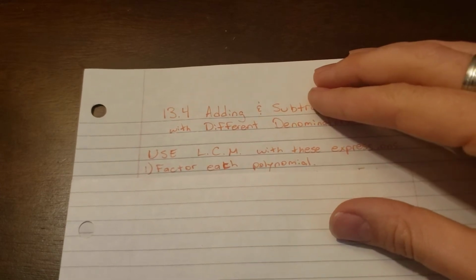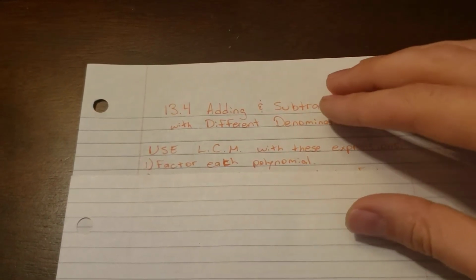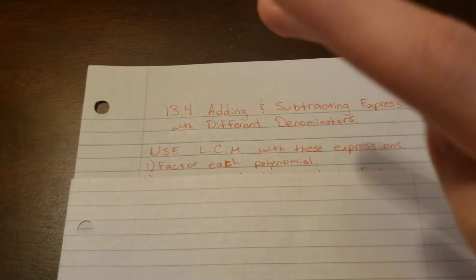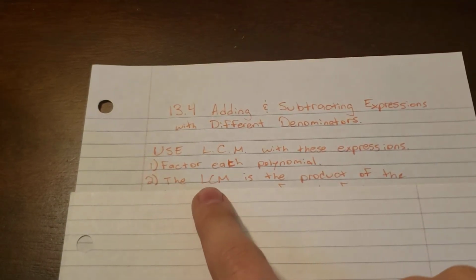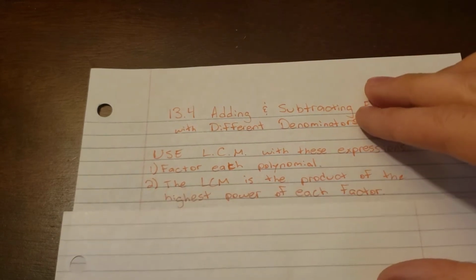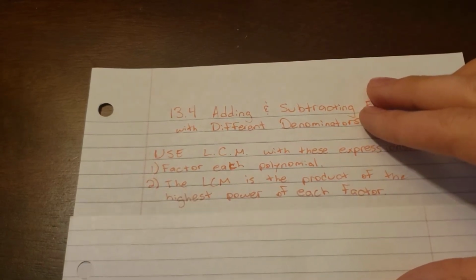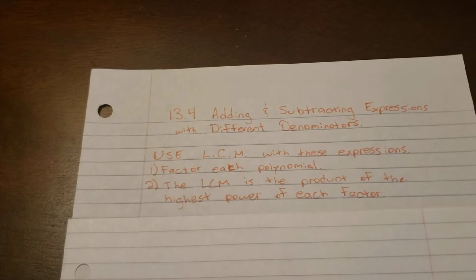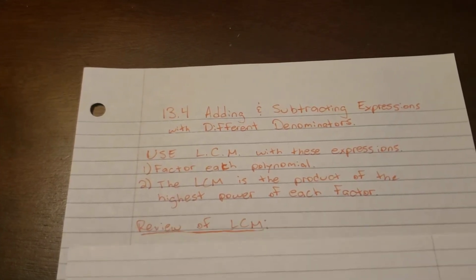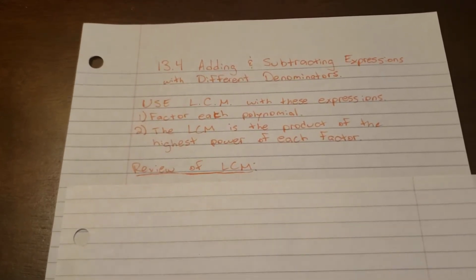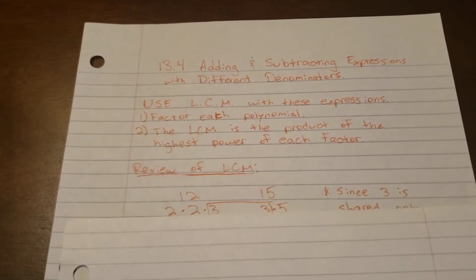Okay. Yes, first step is to factor the polynomial. So if it's quadratic, you just need to factor it, kind of break it apart. And then the least common multiple will be the product of the highest power of each factor. You'll see what I'm saying. I've got a handful of examples. But first, let's go over least common multiple again.